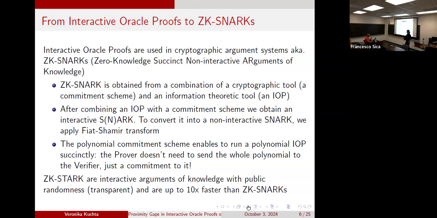Another kind of cryptographic proof systems are STARKs and ZK-STARKs. These are interactive arguments of knowledge, which are using public randomness. The T here instead of N stands for transparency, meaning that the randomness which is used in the creation of the proof is publicly known. The really good thing about STARKs, ZK-STARKs, is that they're actually up to 10 times faster than ZK-SNARKs. And this is very important especially in blockchain applications, but also other applications like e-voting schemes and others.